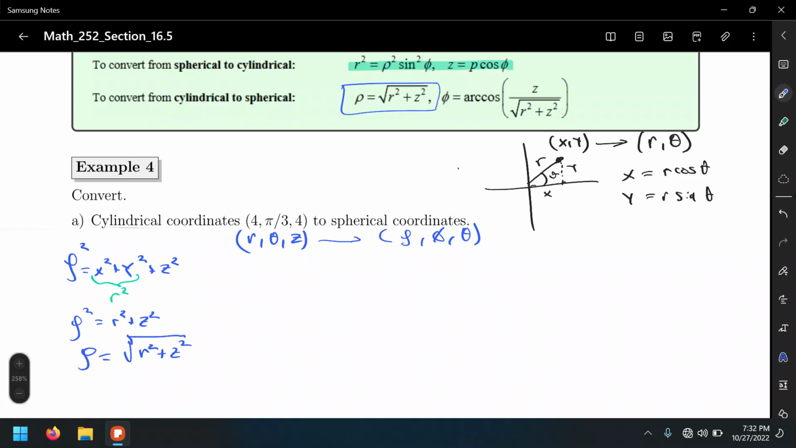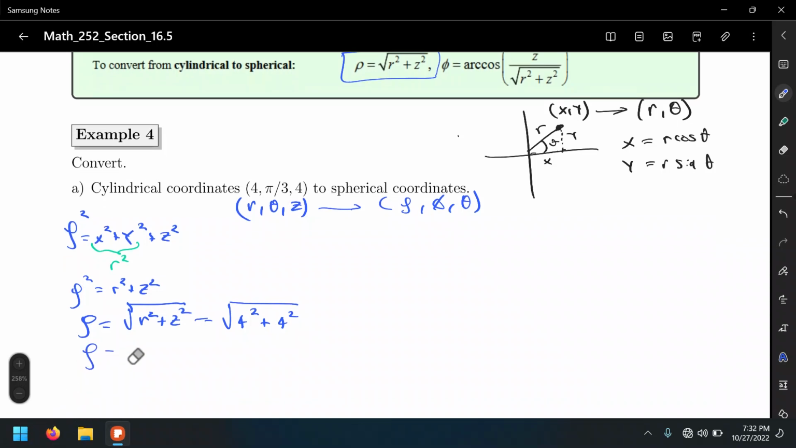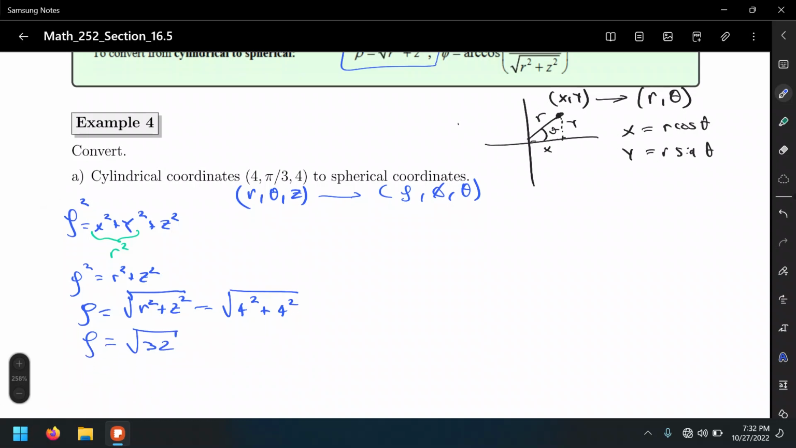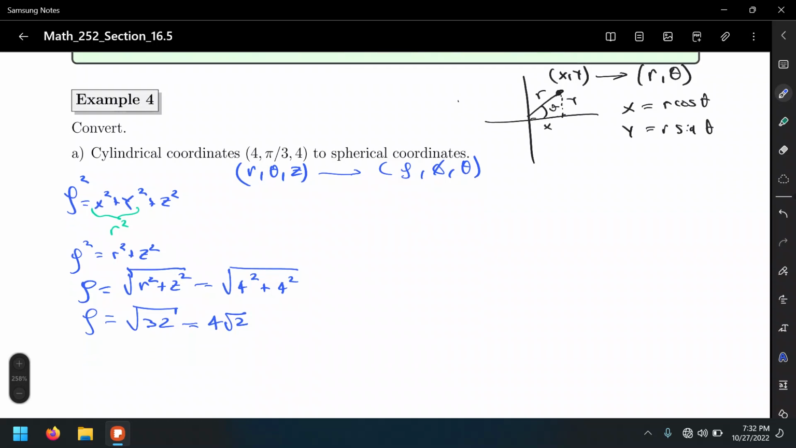Well, we know what r is in this case. What's that? 4 squared plus z squared, which is also 4 squared, so that's the square root of 16 plus 16. Is that a 32? Square root of 32. And you might want to simplify the square root of 32, which is 16 times 2. Factor out the square root of 16. That's 4 root 2. All right, so we got rho. Let's start filling in the blanks. So rho is 4 root 2, comma, we're missing 2 more.